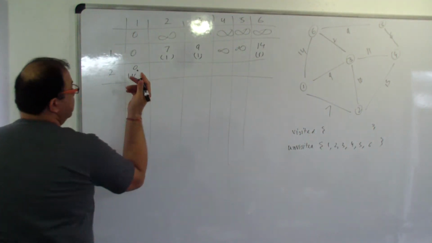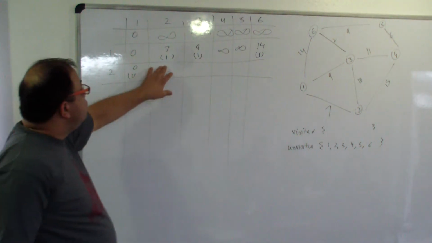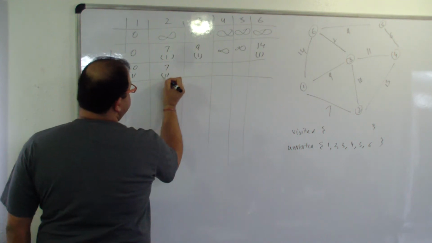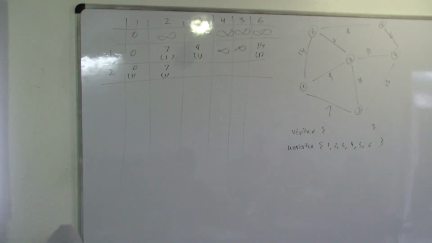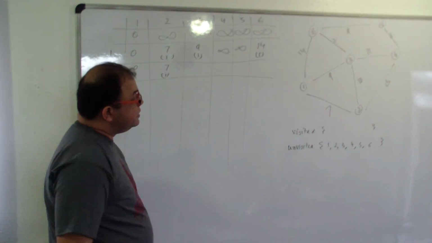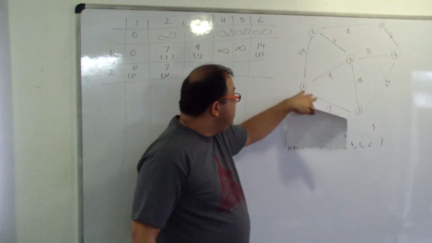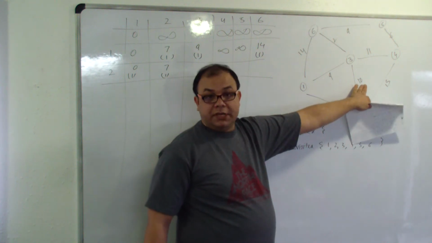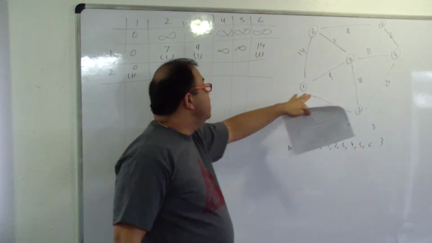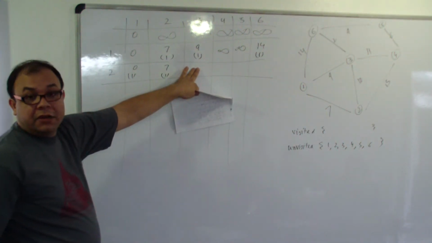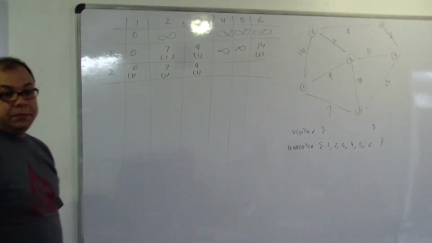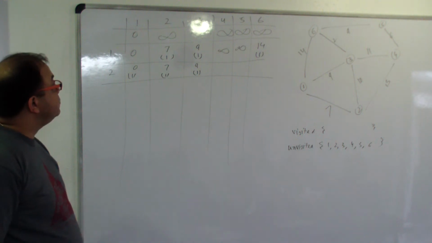0, that is from 1. We'll just keep that. 2 to 2 is 7. We'll just keep 7 and 1. Okay. 2 to 3 is 10. Which means if I go through 2, I will have to spend 7 plus 10, right? 17. Which is actually bigger than 9. So we will keep 9 only, and 1.